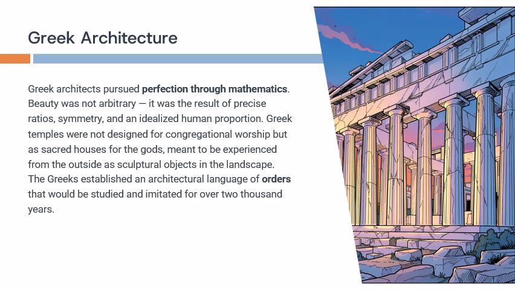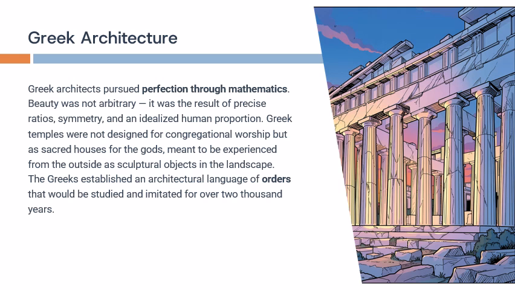Next is Greek architecture. Greek architects pursued perfection through mathematics. They used mathematics as the main concern in order to bring perfection to their buildings. So beauty was not arbitrary. It was the result of precise ratios, symmetry and an idealized human proportion.